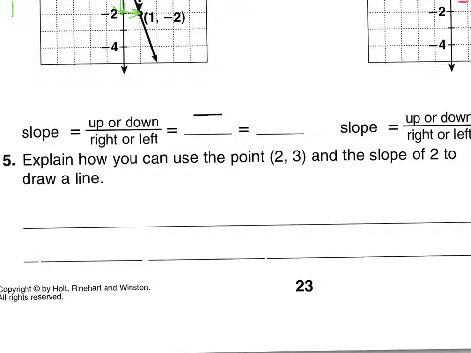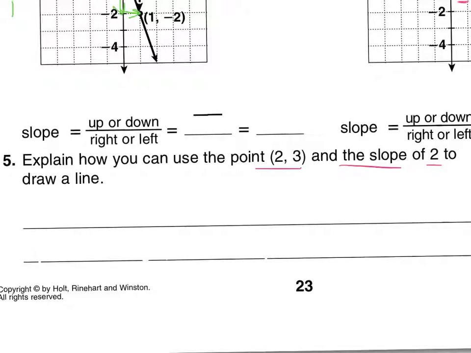Now let's think backwards a little bit. Explain how you can use the point (2, 3) and the slope of 2 to draw a line. So now we're going backwards. I have to start with a point and a slope and draw the graph.